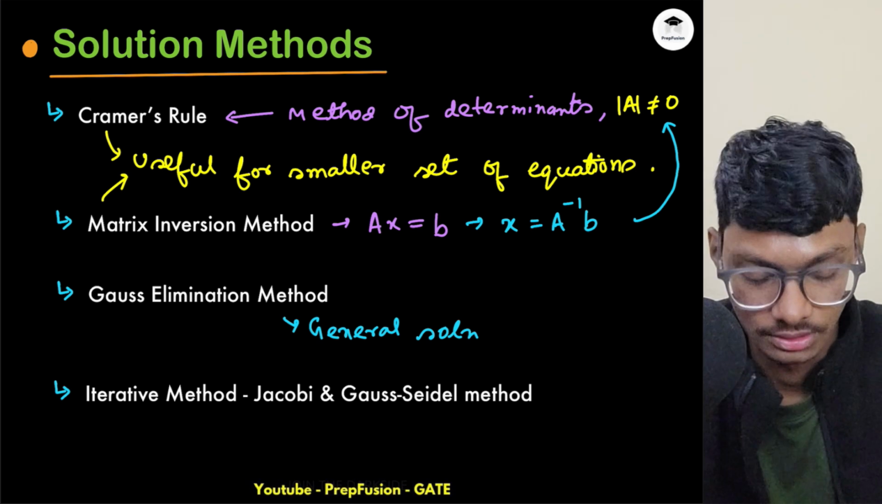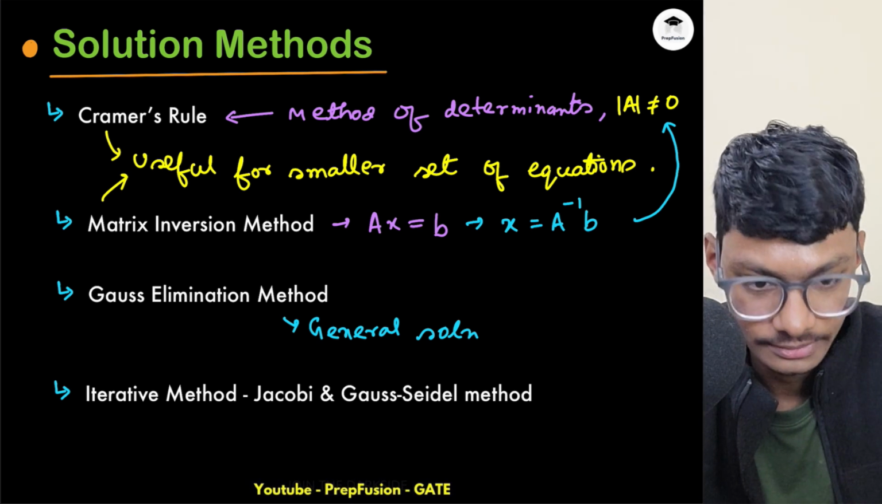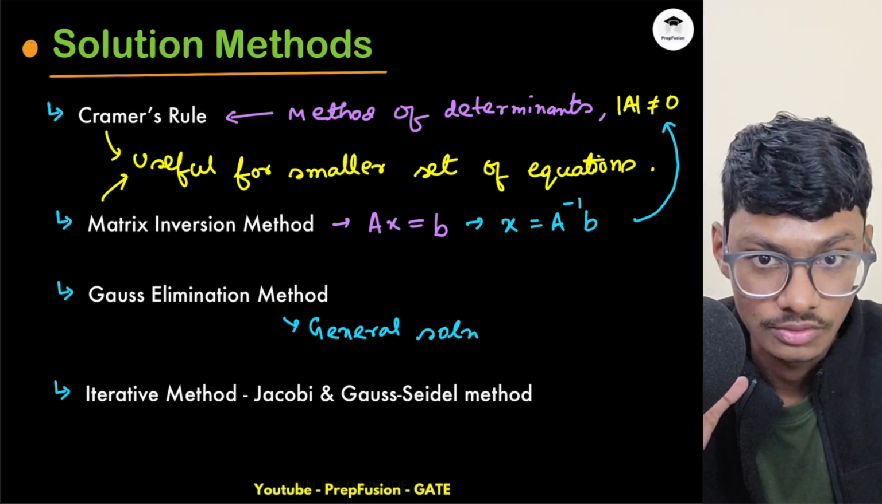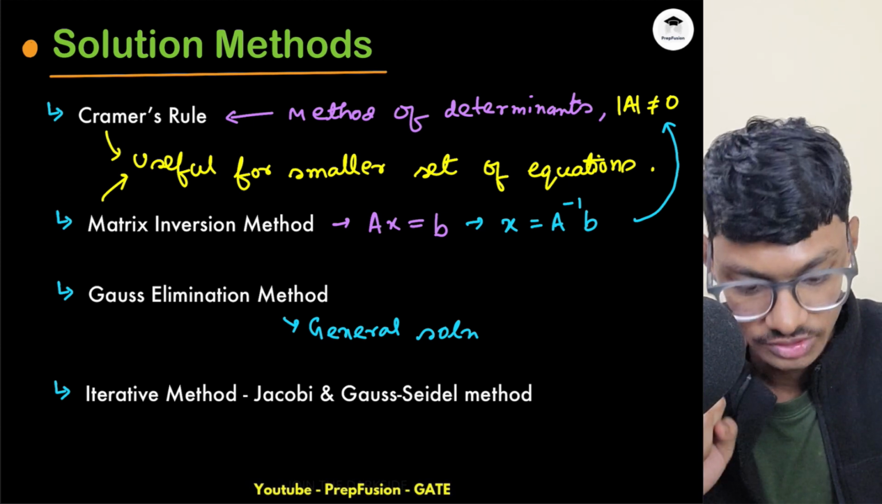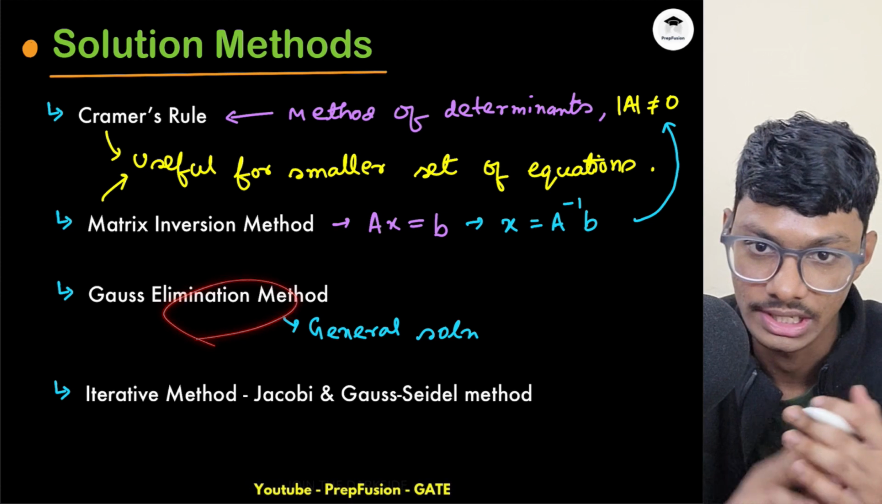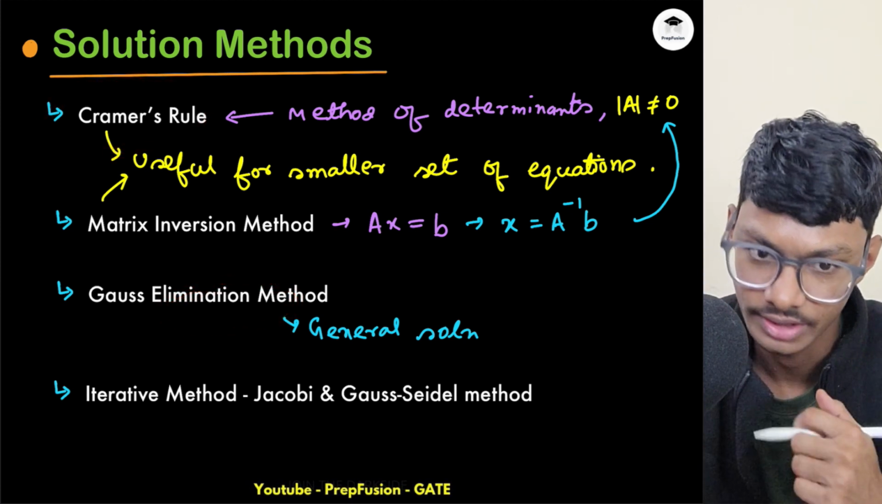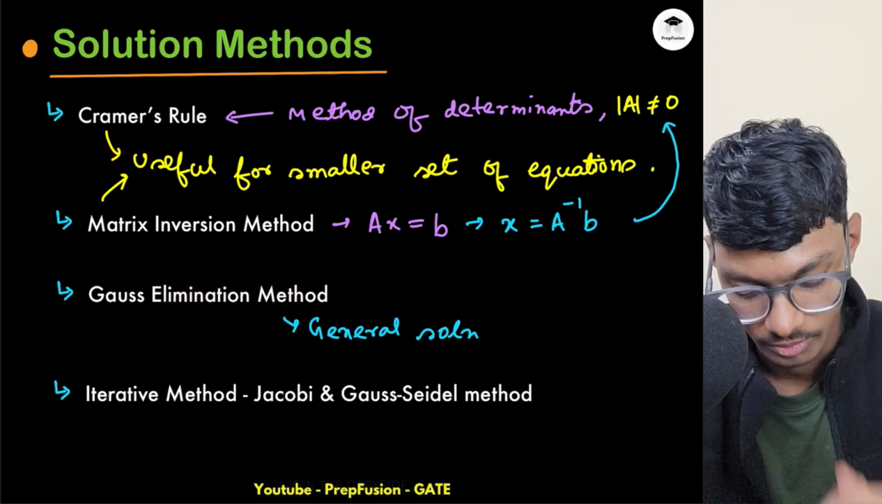By general solution, I mean if the equation has no solution, if the equation has a unique solution, or if the equation has infinitely many solutions, that information we can get from this Gauss elimination method. Also from Cramer's rule we can get it. So I'll talk about that now.